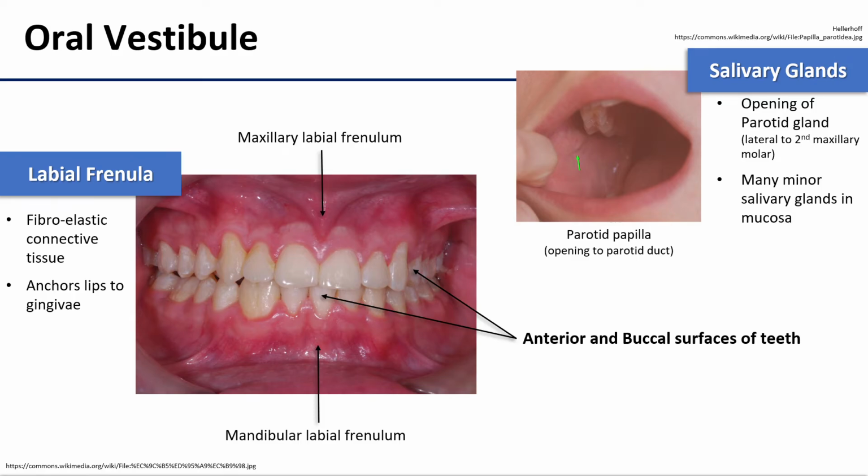Not only are there many minor salivary glands within the mucosa that lines the lips, the cheeks, and the gingivae, we can also find the opening here of the parotid duct lateral to the second maxillary molar. This opening is surrounded by a small papilla, which is palpable both on yourself and on your future patients.